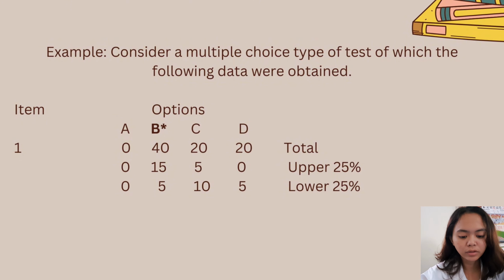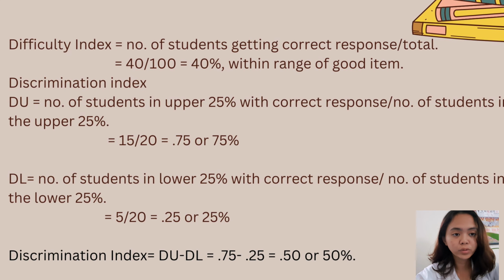So let us compute the difficulty index and index of discrimination. Difficulty index is equal to the number of students getting the correct response divided by the total. So ito yung binigay na example kanina, and ang 40 dito ay yung mga students na nakakuha ng tamang sagot, and nade-divide siya sa total na nag-take ng item na yun, which is 100. So 40 divided by 100 is equal to 0.40 or 40%, within the range of a good item.